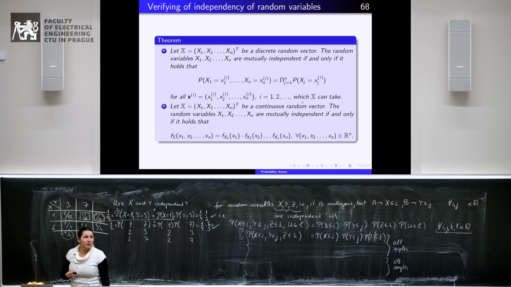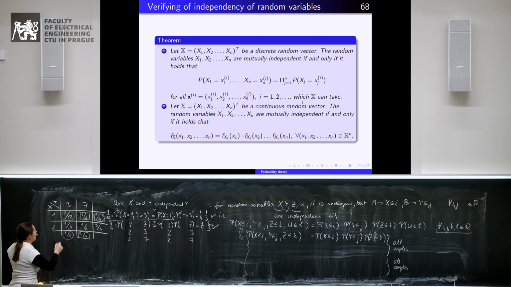And what we are doing, in fact? In fact, we are looking at the number in the table and we check whether the number in the table is the product of the sum of the corresponding row times the sum of the corresponding column. So when we want to verify whether two variables are independent, we only need to verify for all fields in the table that the number in the field is equal to the product of the sum in the corresponding row and the sum in the corresponding column.